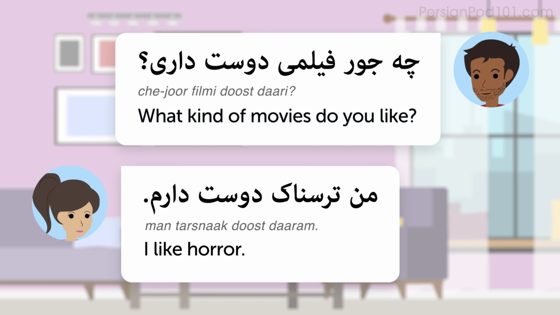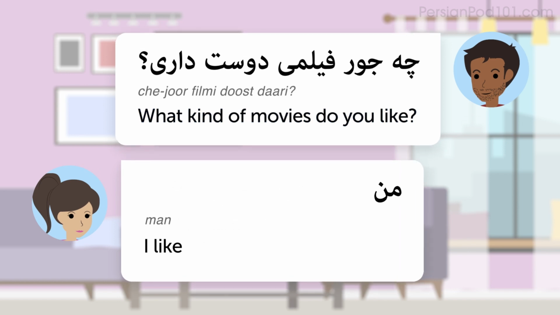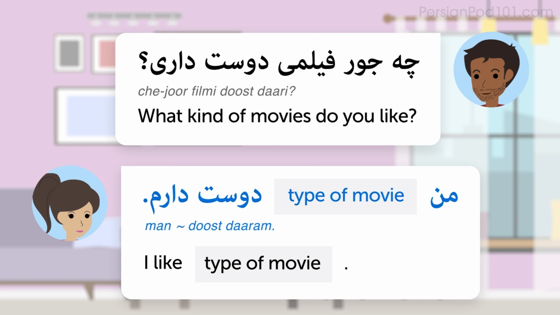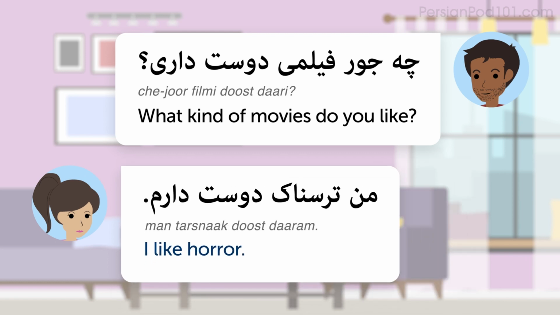Now, how do you answer this question? The pattern is, I type of movie like. This Persian sentence literally translates as, I, type of movie, like. But it means, I like type of movie. For example, I like horror.